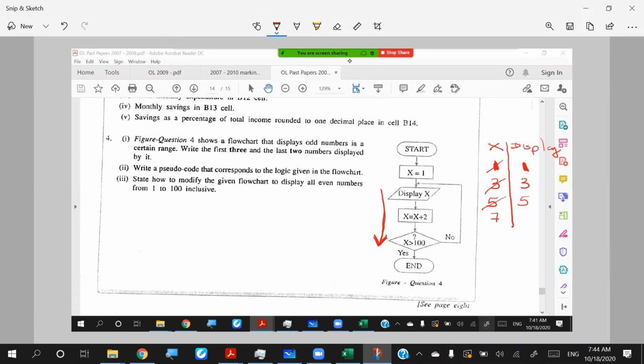So the pattern is, for a single round, like එක වටයක් යනකොට, එක iteration එකක් යනකොට, you are going to display, for the very first time, 1, right? So this is going to be your first display. Then in that round x is going to increment to 3.